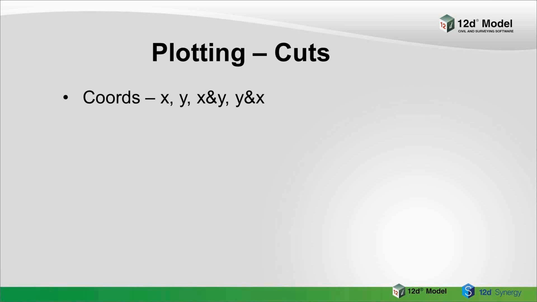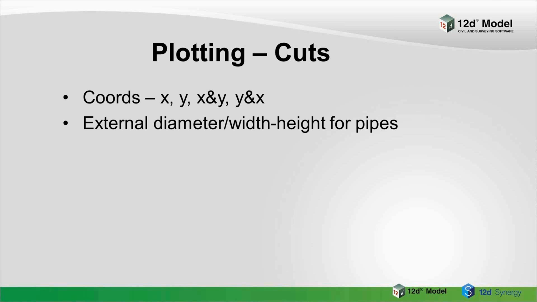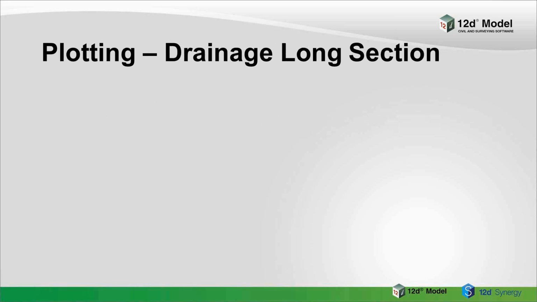Right, with plotting, we'll have a look at cutting. With the sections and long section plots, you can do labelling of cuts. You could do X and Y as before, but now we've got X and Y and Y and X. You can also do external diameters and widths for pipes. So the drainage and sewer pipes can have wall thicknesses, and so you can actually label those values. The ordinary ones you get coming out, the values are the internal things.